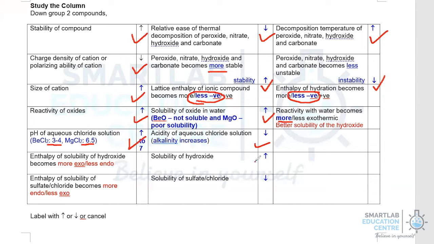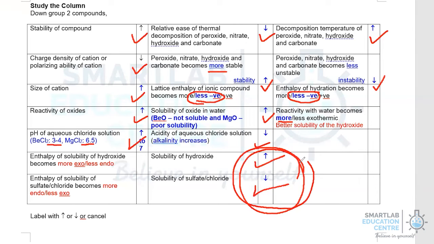The solubility of hydroxide increases down the group. So beryllium hydroxide is not soluble. Your magnesium hydroxide is not soluble as well. And so your calcium hydroxide is sparingly soluble. And beyond, barium hydroxide, they are all soluble. So solubility of hydroxide increases down the group, while the solubility of sulfate decreases down the group. Later we'll see the reason why. Okay. So with this, let's take a look at the reason why.